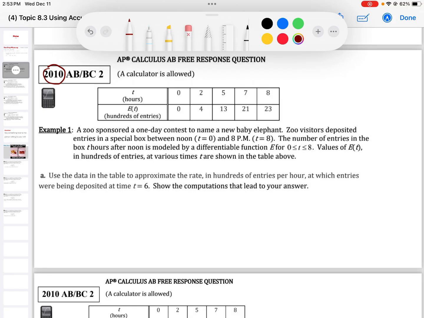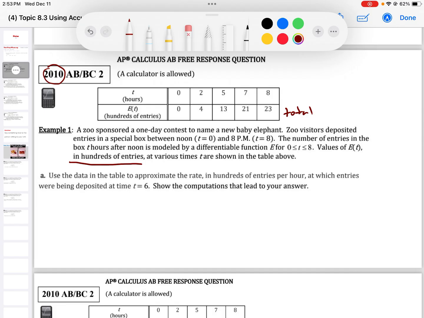It says, a zoo sponsored a one-day contest to name a new baby elephant. Zoo visitors deposited entries into a special box between noon, that's when time was 0, to 8 p.m., when time t is 8. The number of entries in the box t hours after noon is modeled by a differentiable equation, E. So notice E represents a total. It's not a rate. Values of E of t in hundreds of entries. Anytime it tells you like in hundreds of entries or thousands of units or whatever, I would underline that. So when I have my answer, I remember to take that into account.